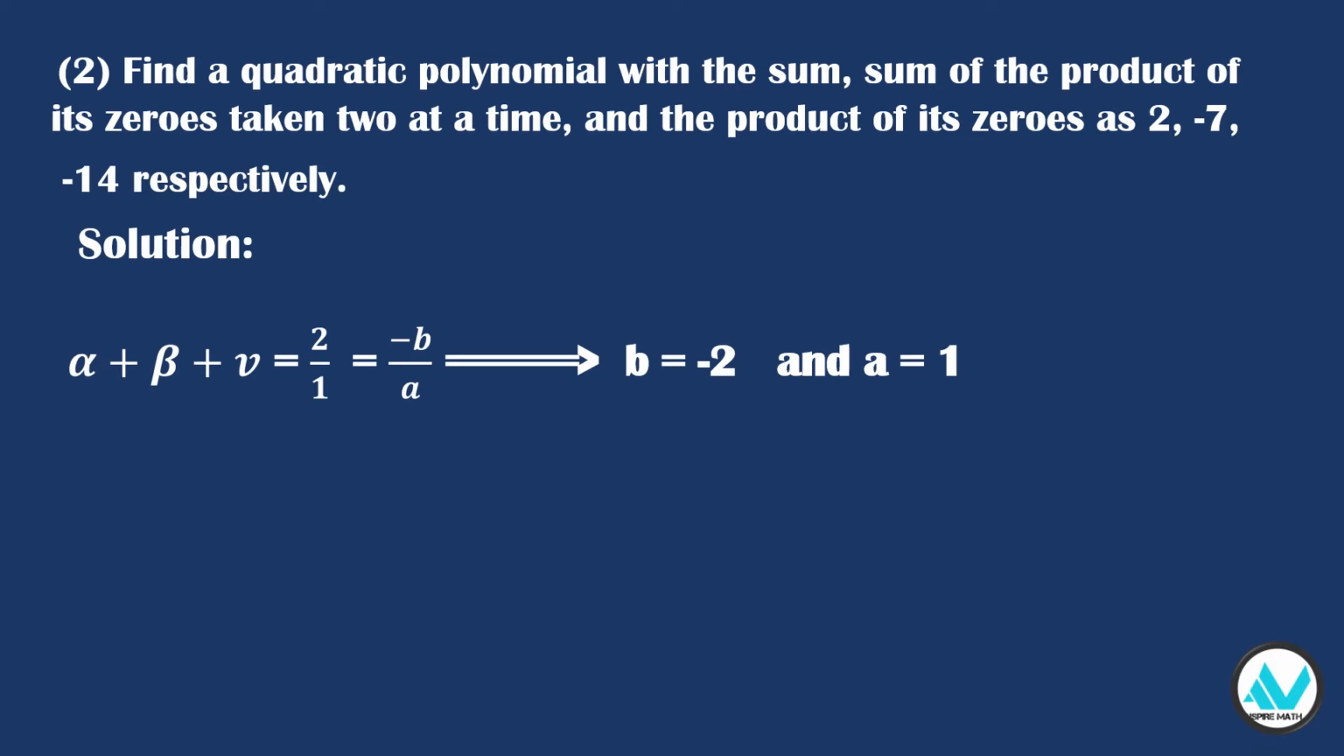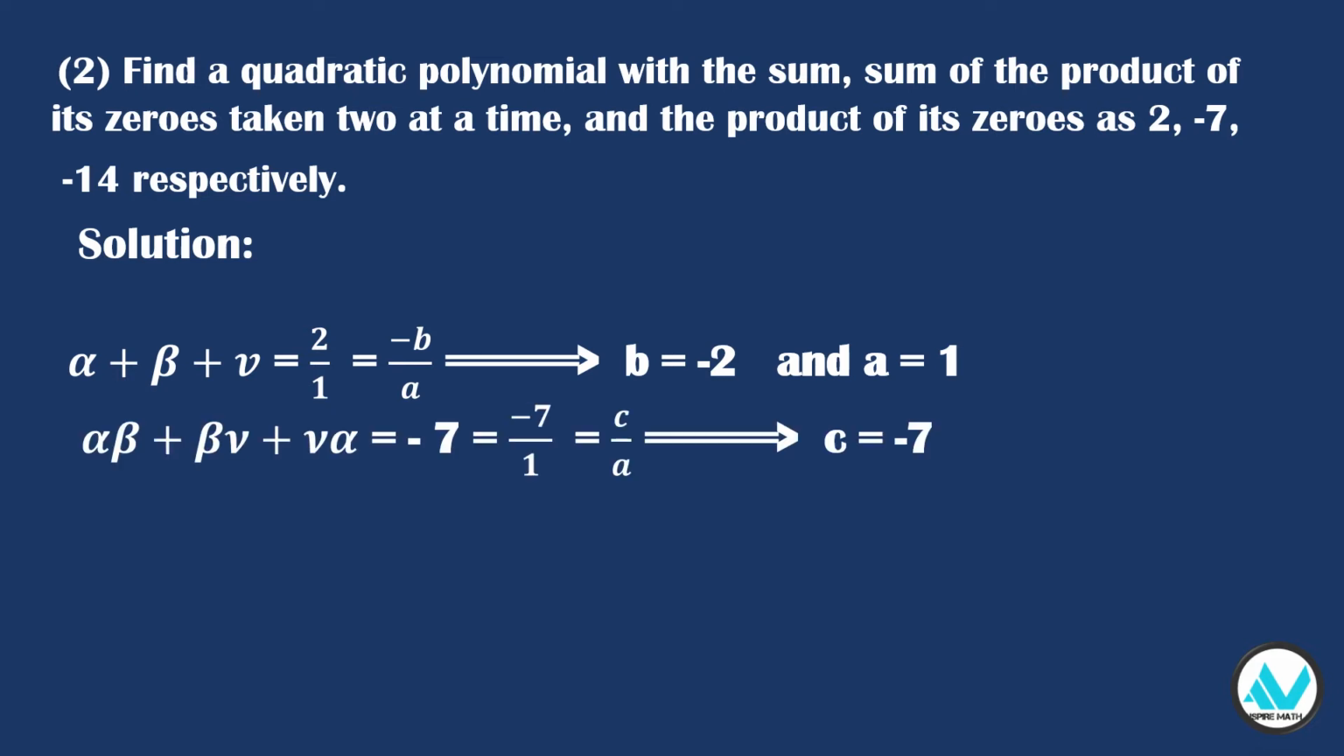Now we all know that sum of the zeros is nothing but minus b by a. Here the sum has been given as 2. So alpha plus beta plus gamma is nothing but 2, which can be rewritten as 2 by 1. So if I compare 2 by 1 with minus b by a, I get b equal to -2 and a equal to 1. Now let's move on to the second condition, that sum of the zeros taken two at a time. That is alpha beta plus beta gamma plus gamma alpha is given to be -7, which can be rewritten as -7 by 1. So we all know that sum of the zeros taken two at a time is nothing but c by a. So when I compare, I get c equal to -7.